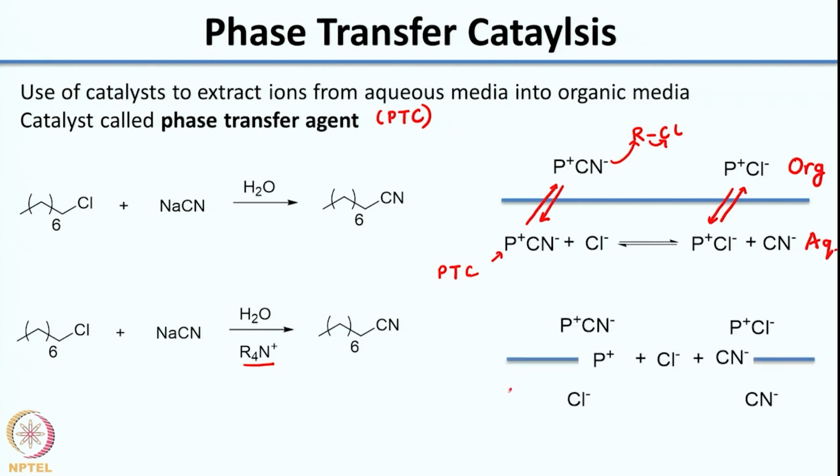Another explanation is where in the aqueous layer you just have the ions, and at the interface is where you have the phase transfer catalyst sitting along with the Cl minus and CN minus, and it takes this into the organic layer and now it does the catalysis. This is an alternate mechanism, but experimentally what you observe is that the phase transfer catalyst is able to take these ions from the aqueous layer to the organic layer.